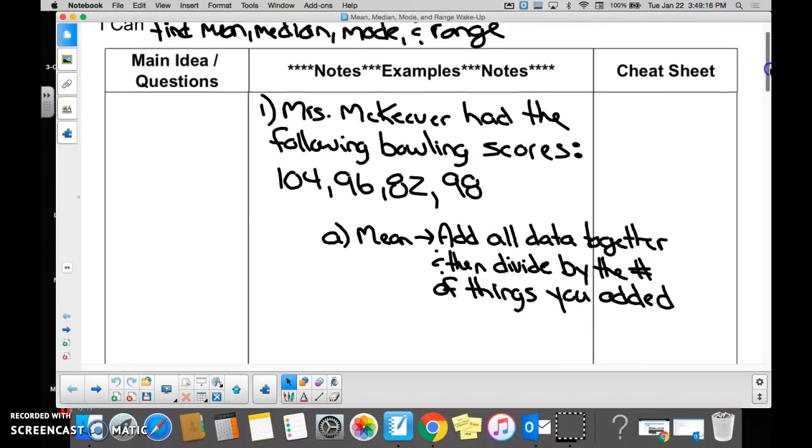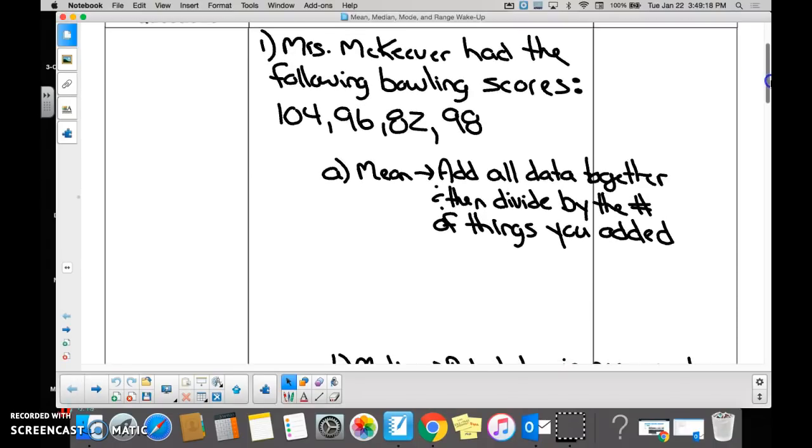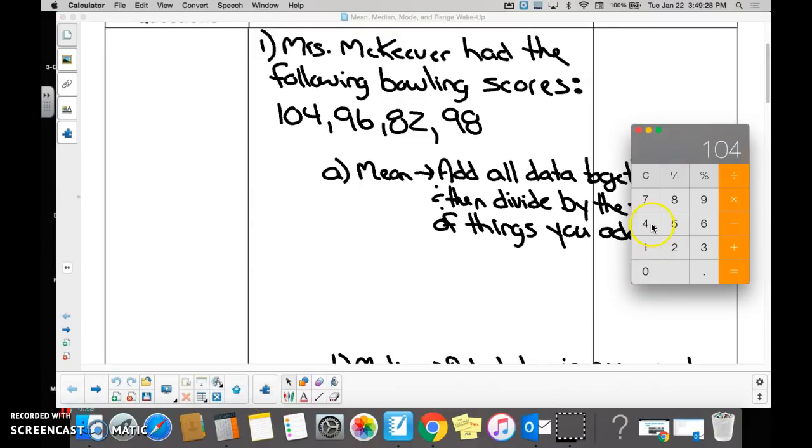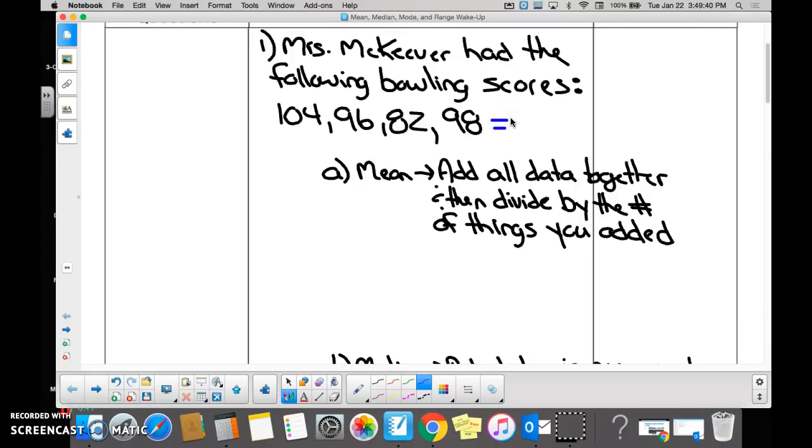First thing I want to do is just work on finding mean, which also means average. To find the mean, you add all the data together and divide by the number of things you added together. So we are going to add 104 plus 96 plus 82 plus 98, and when we add them all together we get 380. So the sum of all of these is equal to 380.